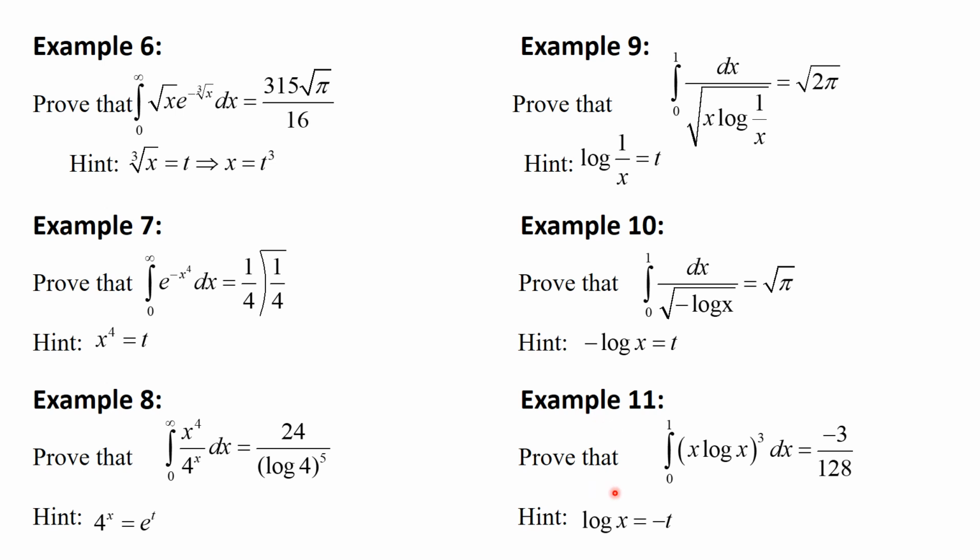Example 11. Prove that the integral from 0 to 1 x log x raised to 3 with respect to x is equal to minus 3 by 128. X raised to 3 and log x raised to 3, and so the expression requires the substitution log x is equal to minus t. So if we substitute log x is equal to minus t, x is equal to e raised to minus t. X equal to e raised to minus t gives x raised to 3 as e raised to minus 3t, so that we can use the simplified form of the gamma function.